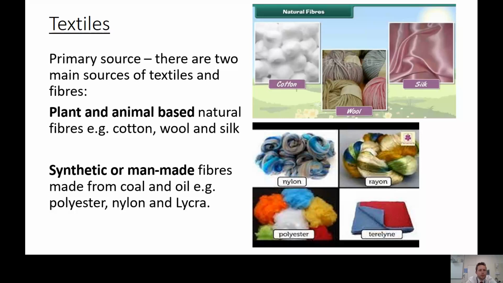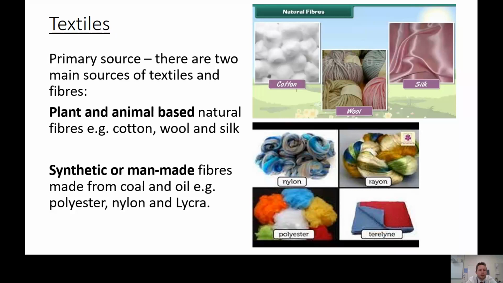So two primary sources then for textiles. We have our plant and animal-based sources of textiles, which is cotton, wool, and silk. And then we have our synthetic or man-made fibres, which come from coal and oil, believe it or not. Some of those are more common than you'd imagine, things like polyester used in a lot of modern day textile products and clothing.